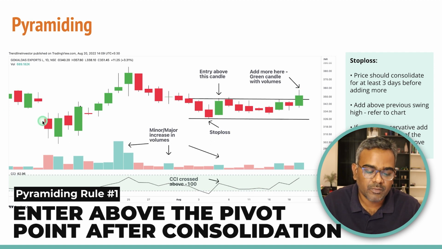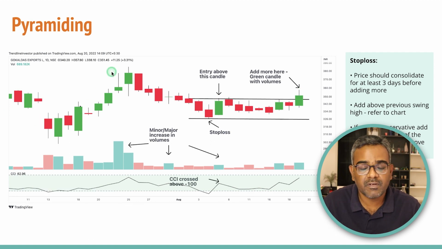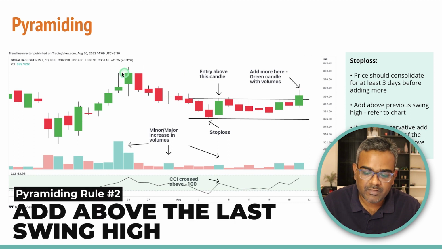Or you might see some structure like this, and you enter above the previous swing high here. Right? The price should consolidate for at least 3 to 5 days. Now remember, 3 days here after this entry, the price has consolidated for 3 to 5 days, or even 3 days is fine, and then you enter above that point over there. Or you add above the previous swing high, as I said.